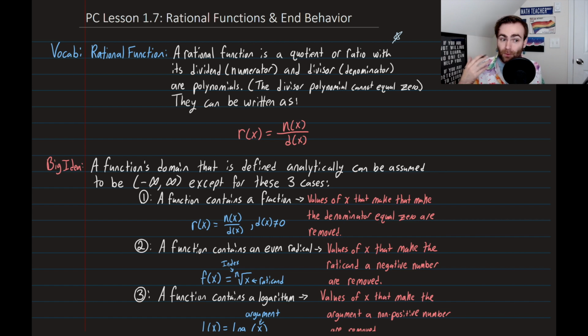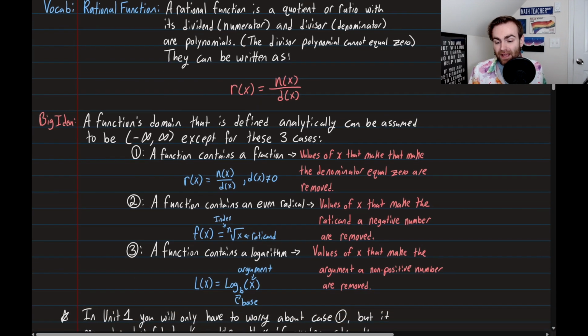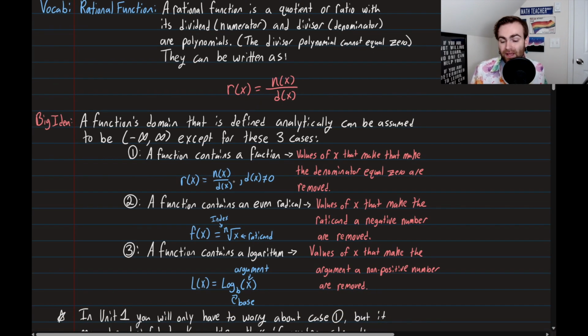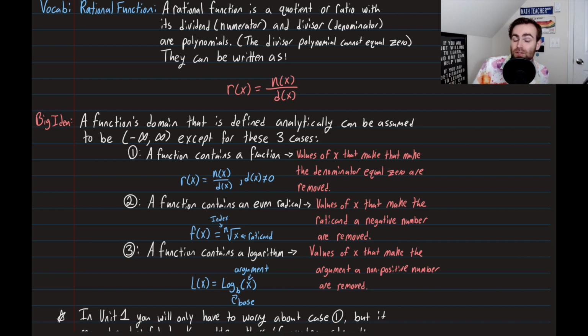So for functions that we define in our class, we're going to assume that their domain is negative infinity to positive infinity, except for three cases, and this is where the first one really comes up. Where we have a rational function, or a function that is a ratio, the denominator cannot be zero. We cannot divide by zero. It breaks the rules of math. So if we get a function that is a ratio, wherever its denominator is zero, that input is removed from our domain.